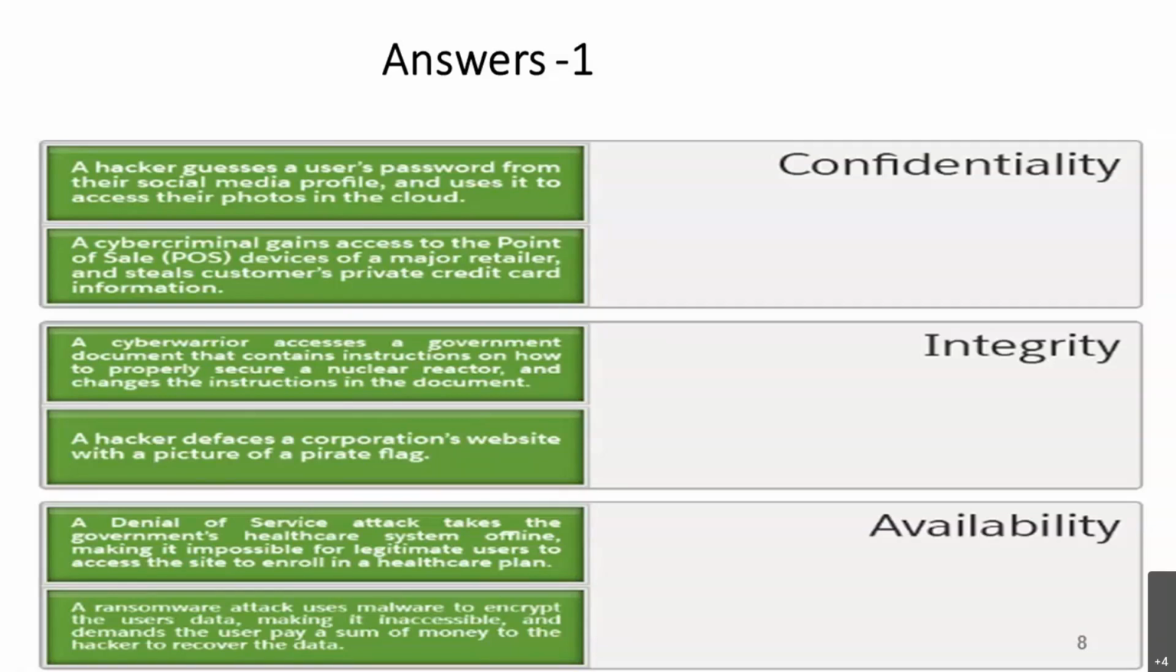Here the attacker has inserted pirate flags in pictures. He has modified the actual picture, so it is an attack on integrity.